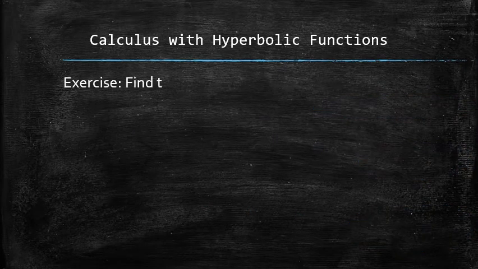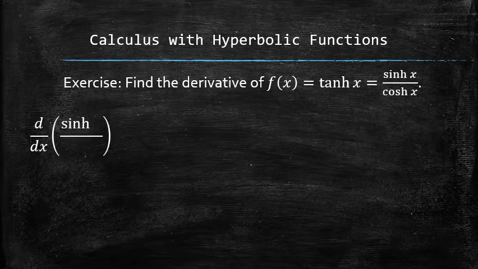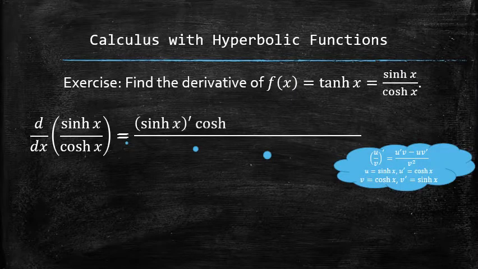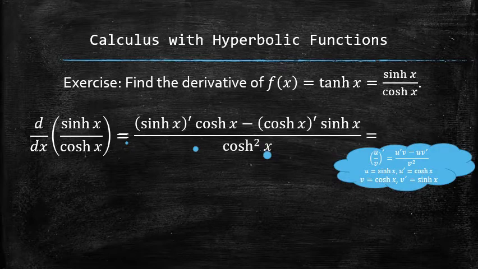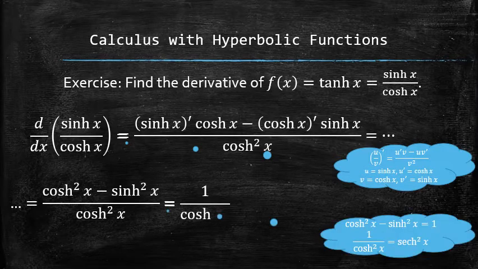We can find the derivative of the hyperbolic tangent function by first applying the quotient rule and then recognizing the identities. The derivative of the hyperbolic tangent function is the hyperbolic secant squared.